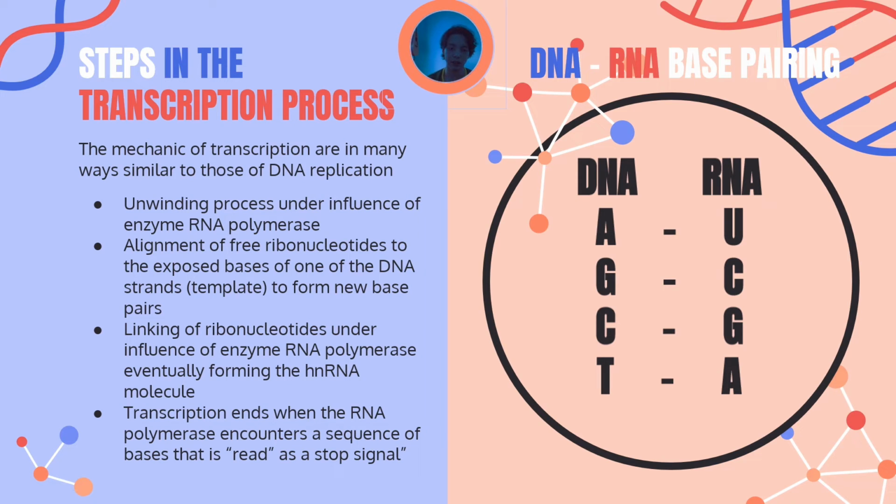Third, RNA polymerase is involved in the linkage of ribonucleotides one by one to the growing hnRNA molecule. Transcription ends when the RNA polymerase enzyme encounters a sequence of bases that is read as a stop signal. The newly formed hnRNA molecule and the RNA polymerase enzyme are released, and the DNA then rewinds to reform the original double helix.